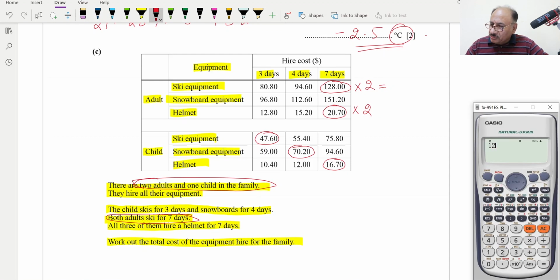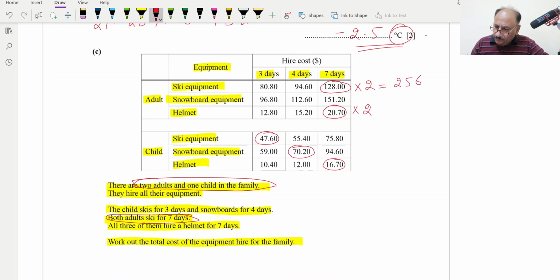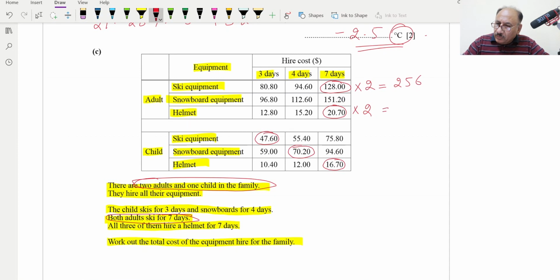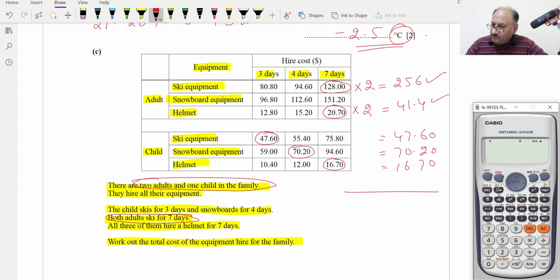So 128 multiplied by 2 will be equal to 256, and the second thing, which is 20.70, the helmet for 7 days, will also be multiplied by 2. It will be 41.4. So these two amounts plus we will be adding 47.60 and 70.20 and 16.70. So all these amounts we have to add.